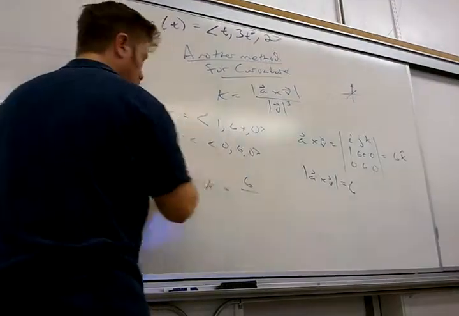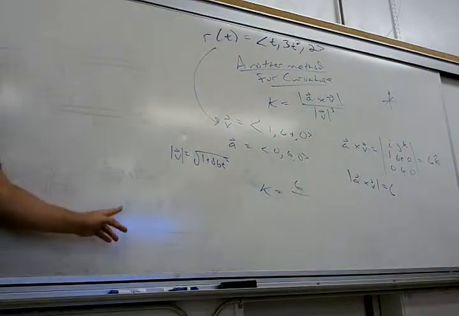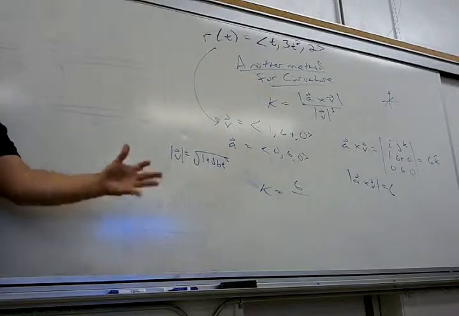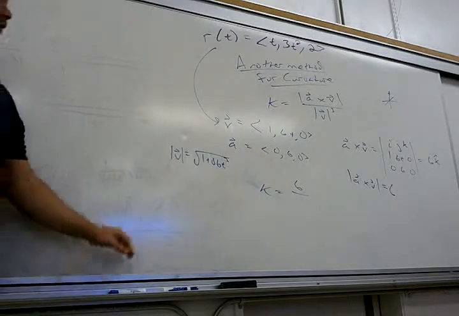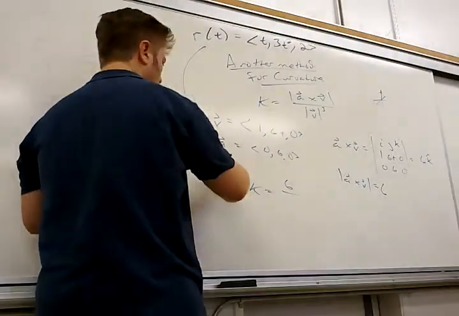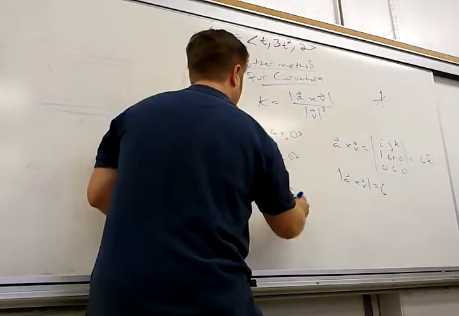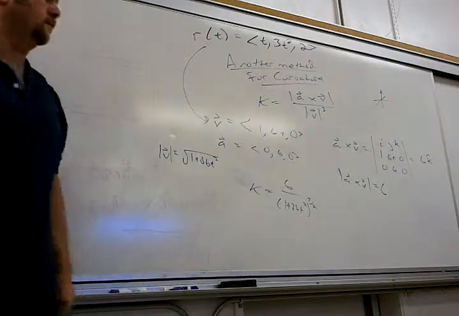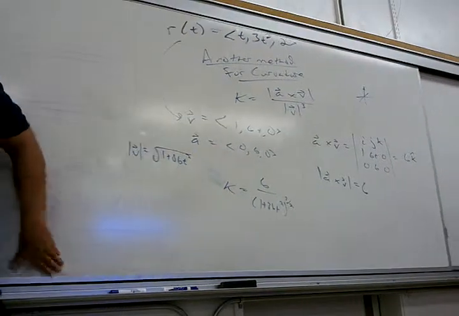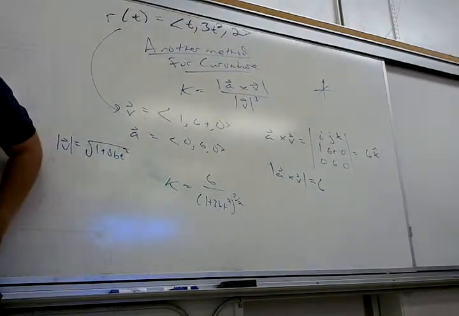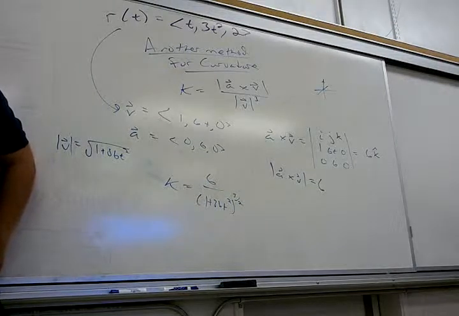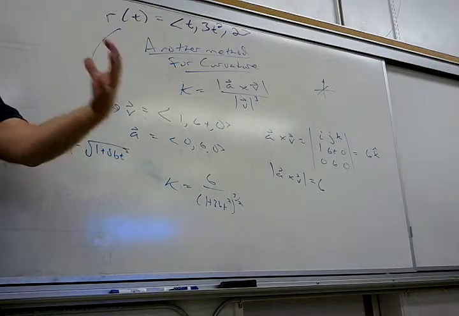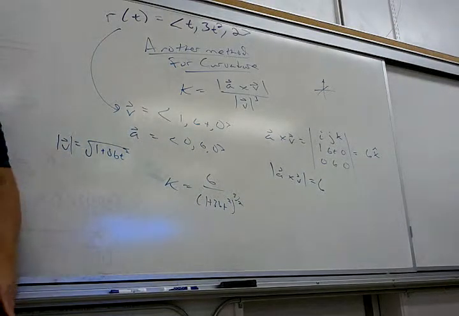If you were doing the work, you saw a bunch of 1 plus 36t squared to the 3 halves kind of things happening. So sure enough, you divide by the cube of this, and you get 1 plus 36t squared to the 3 halves. It really cuts through a lot of the unnecessary components and puts it all back together for us right from the get-go.